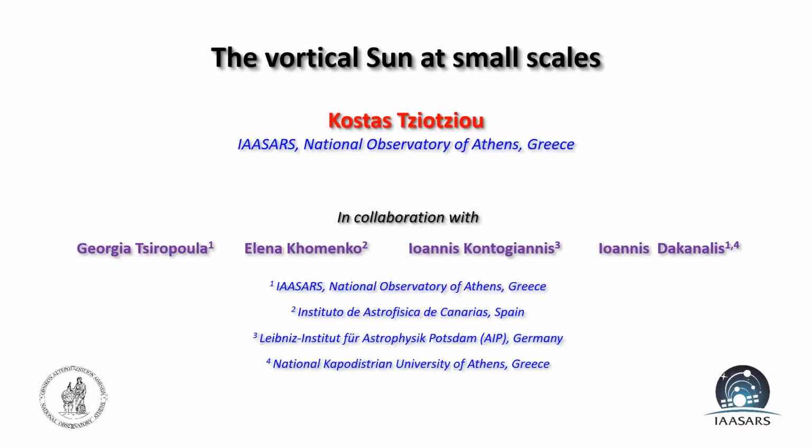Okay, hi everybody. I would like to talk to you about the vertical sun at small scales. This is some work that has been done here at the National Observatory of Athens in collaboration with Georgia, Yanis Kondogiannis and Ioannis Dekanalis, our PhD student here, and also Elena Komenko from the Institute de Astrofísica de Canarias.